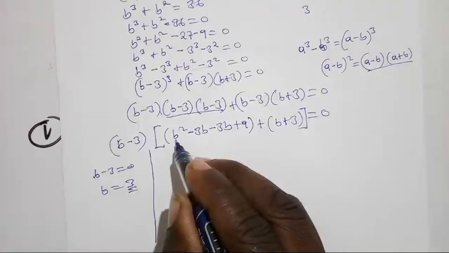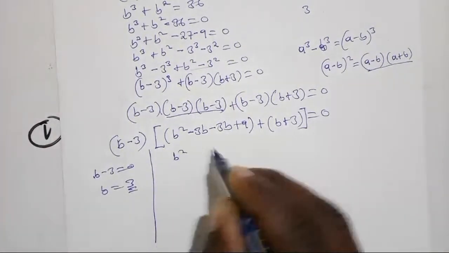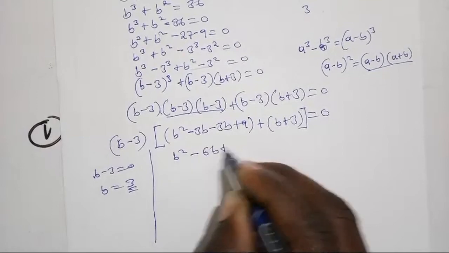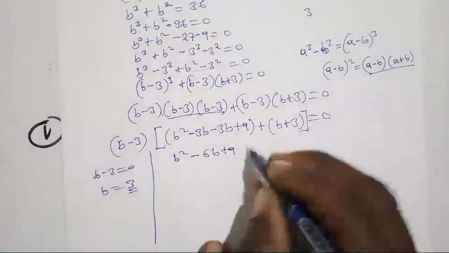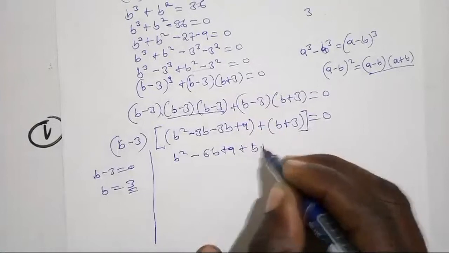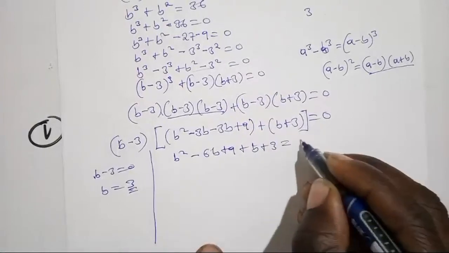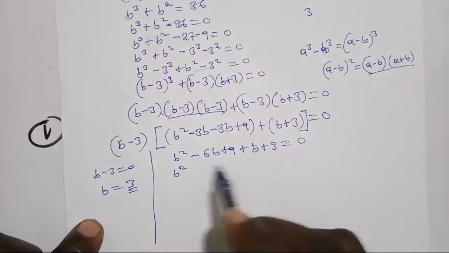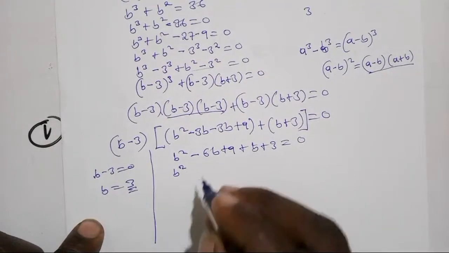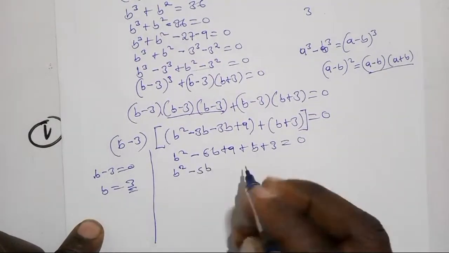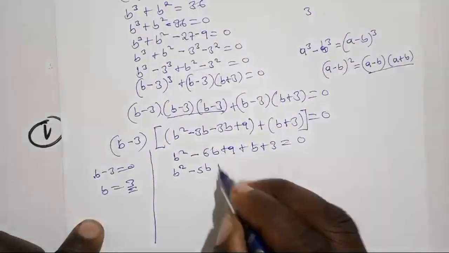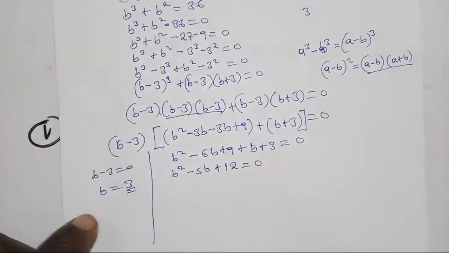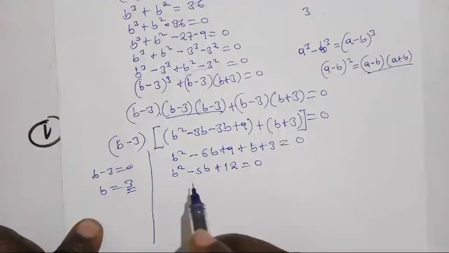So now let's move on to this quadratic equation here. We have b squared minus 3b minus 3b, which is minus 6b, plus 9. Then here plus c b plus 3, which is equal to 0, right? Then b squared, b minus 6b, we're going to have minus 5b, then 9 plus 3, which is plus 12, which is equal to 0. And this is a quadratic equation.